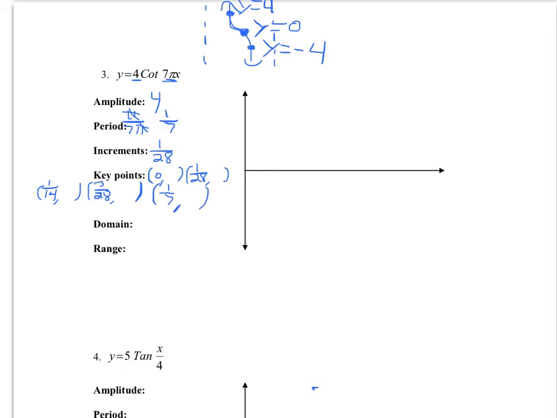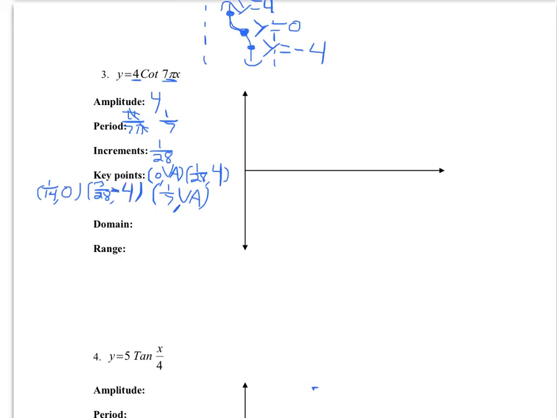Okay, then cotangent. Big thing to remember with cotangent is we're always going to start with a VA, so therefore we end with a VA. I think cotangent's always a little bit easier to graph than tangent. Then we get the 3 y values in between. I'm just going to follow this left to right. So I start with a VA, and then going left to right, I get 4, then 0, then -4, and then a VA. So 1/28 is 4, 1/14 is 0, and 3/28 is -4.